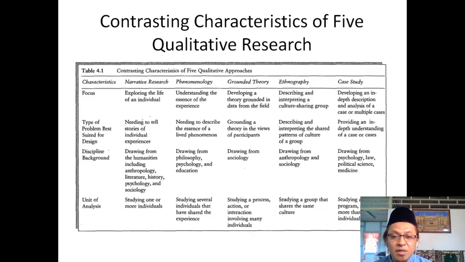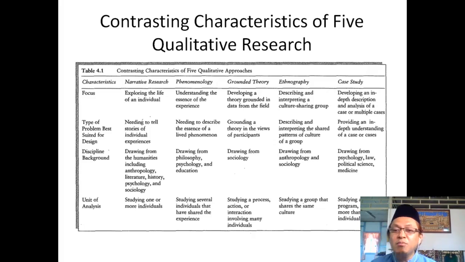Say, librarian. Okay, academic librarian. How is their work life? You want to understand their work life on a day-to-day basis as an academic librarian. Or what is the work life of an information science lecturer? These lecturers teaching information science subjects share the same culture, they teach similar subjects, they share a similar group of students who are taking the information science program. So you may want to describe and interpret their culture. Okay, so this is a form of ethnography.